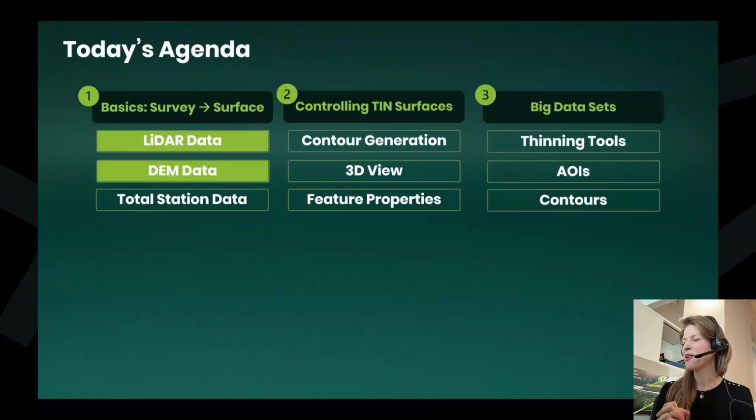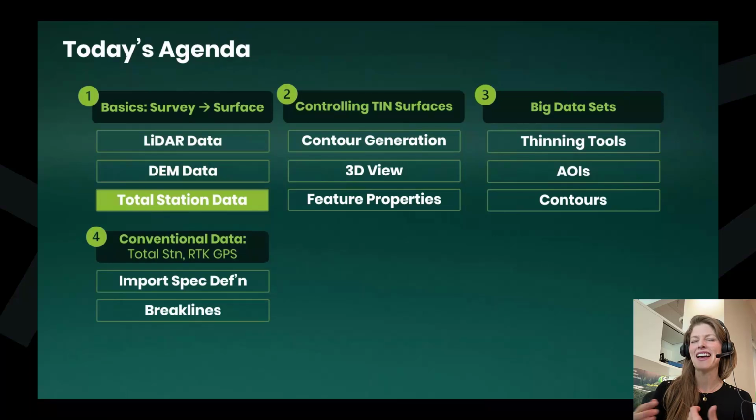From there, probably one of our hottest topics when it comes to the support team is big data. So those LiDAR and DEM data sets that we're going to introduce in section 1 are not always perfect and little and compact and exactly what we need. Sometimes the data sets are monstrous. And in our third section, we're going to look at some different tools and workflows that you can use to control that data set size, especially when working with LiDAR, DEM, and then contour data that can also end up being a big data set.